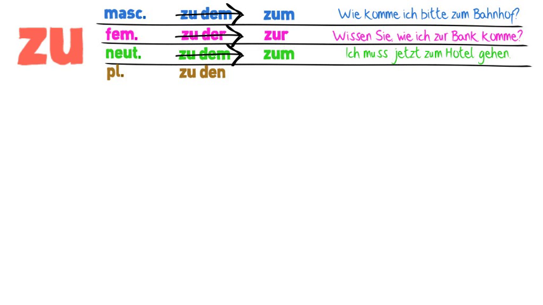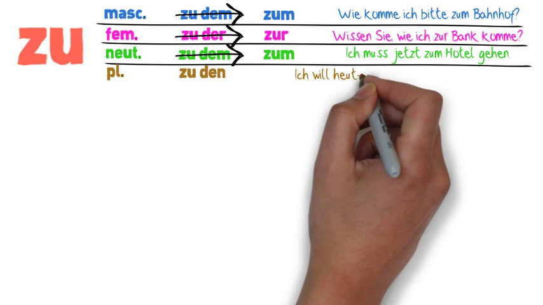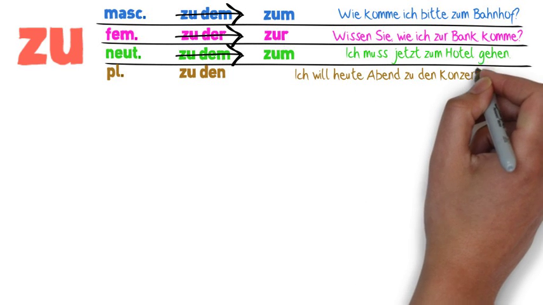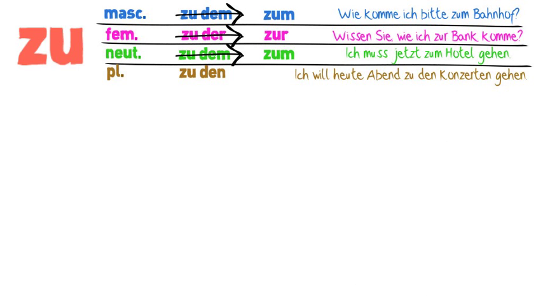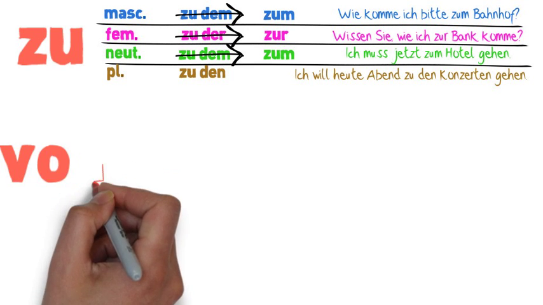And the plural form is the only one of these that is not contracted. It remains zu den. For example, ich will heute Abend zu den Konzerten gehen. I want to go to the concerts, plural, this evening.